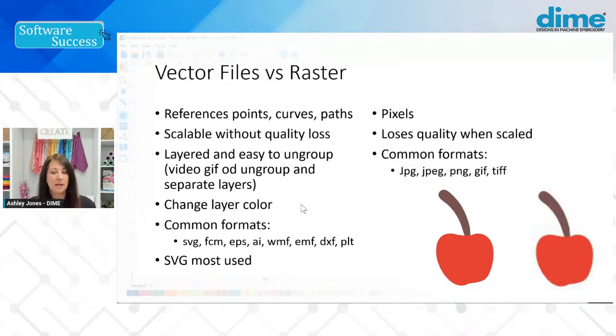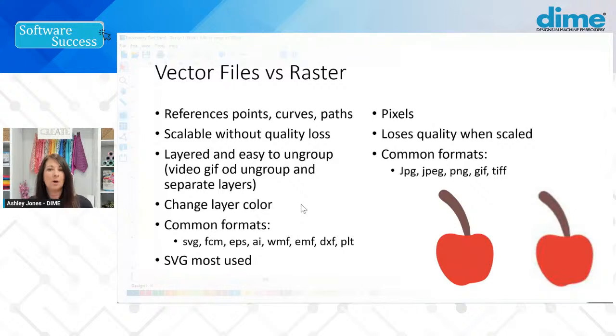And when I say a vector file, you probably already have some of these. Common formats are SVG, FCM, EPS, AI, WMF for a Windows metafile, and an EMF, DXF, and a PLT. Now, for you guys out there, the most commonly used vector file these days with all of our cutters is probably going to be an SVG file, and you may have some for your Brother ScanNCut called an FCM. Now, raster files, those are your JPEGs, your PNGs, your GIFs, your TIFFs.